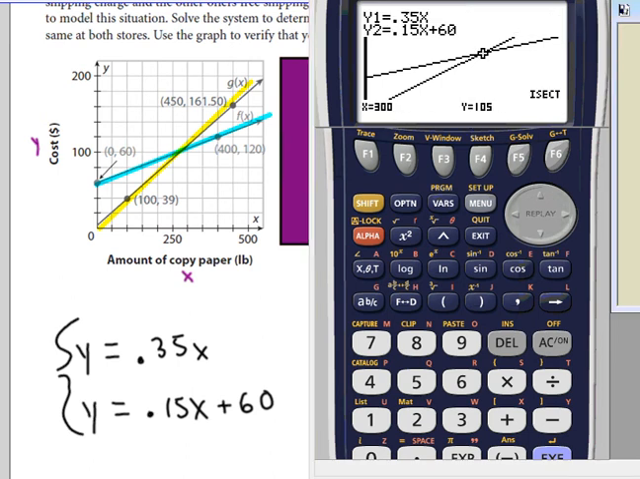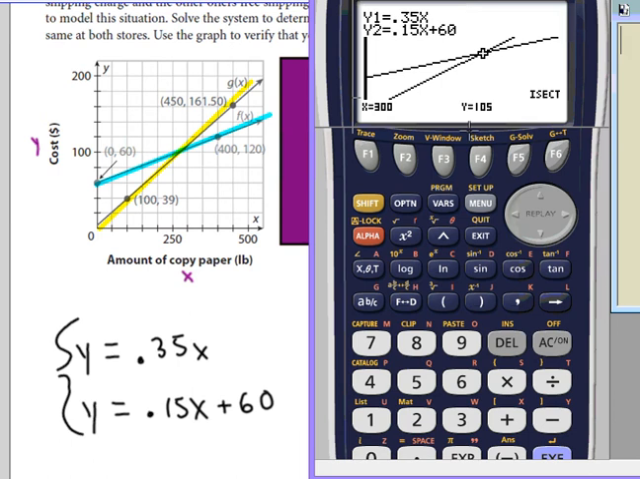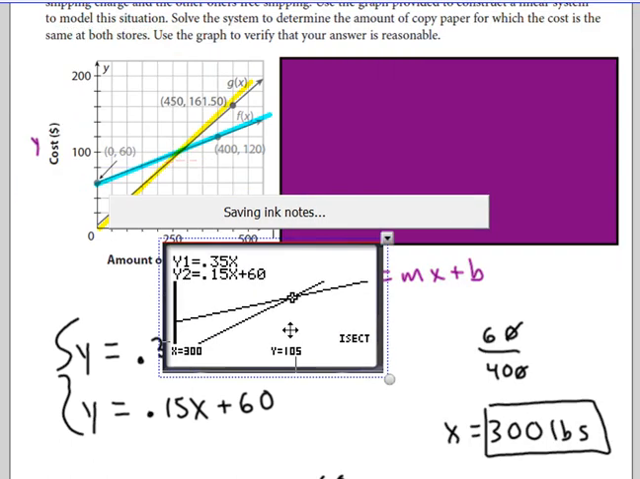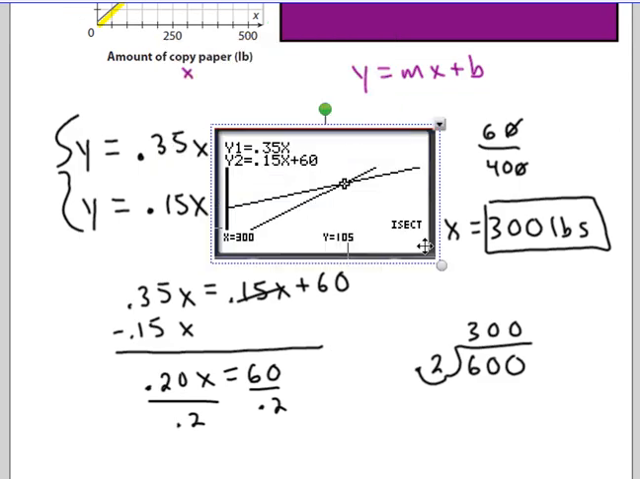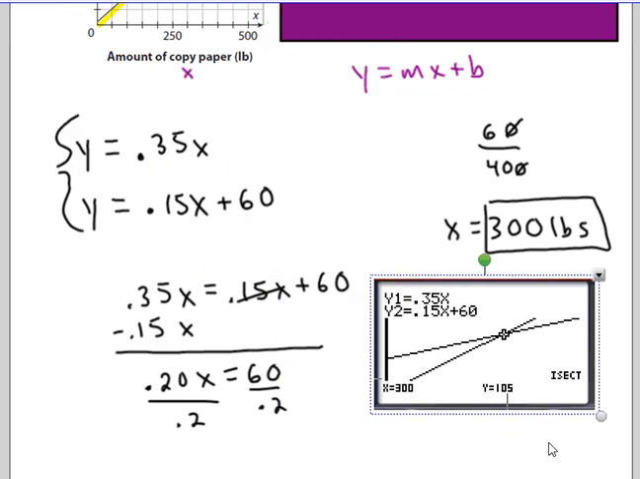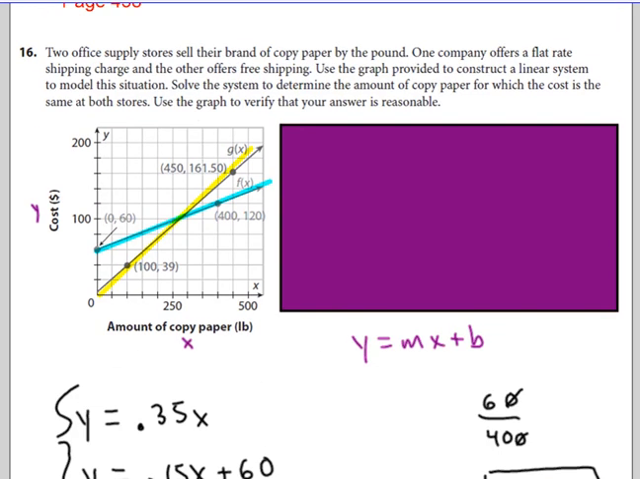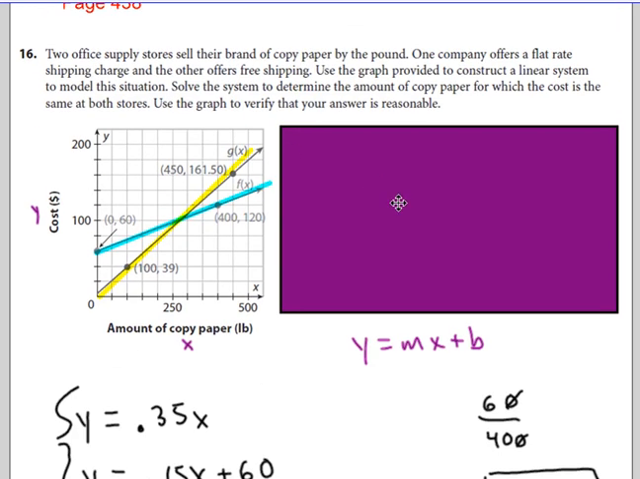Guys, once again, that, my friends, is deja vu all over again. X is 300, Y is 105, just like we figured it out to be. So when they ship 300 pounds, the fee is $105. Okay, let's check our answer.